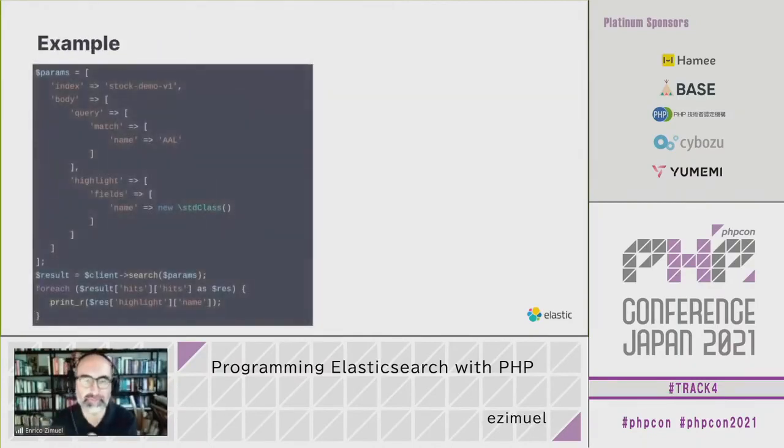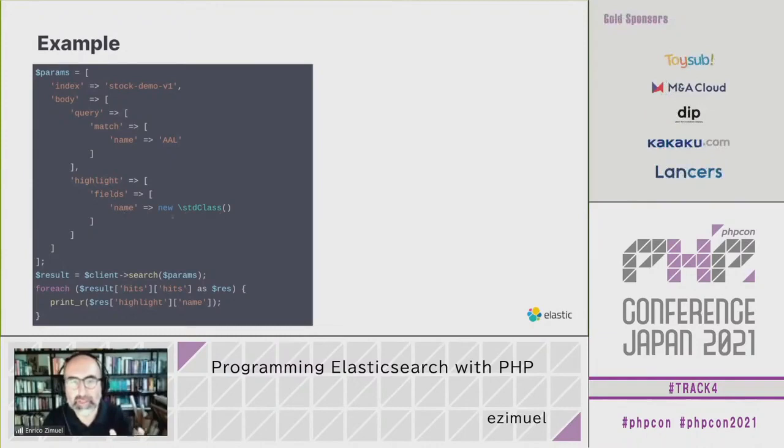How can you do this? Using the same example of the stock options, we want to match all the stock options with the name AAL, which is, if I'm not wrong, American Airlines. And you have to add the highlight. We want to have highlight, and in the fields parameter is where you specify the name. So we want to highlight the stock name.